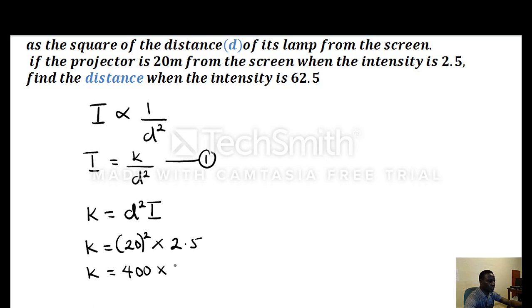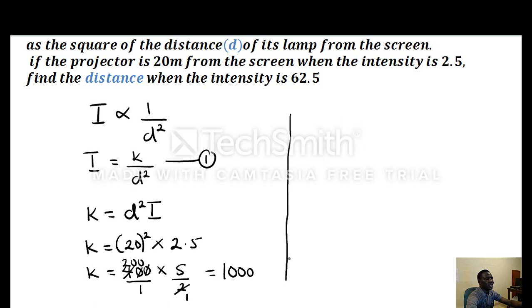Writing it as a fraction, 2.5 is said to be 5/2. So when you simplify out, 2 into itself is 1, 2 into 4 is 2, 0 into 0 is 0, leaving us with our value of k to be 200 times 5, and that will be 1,000.